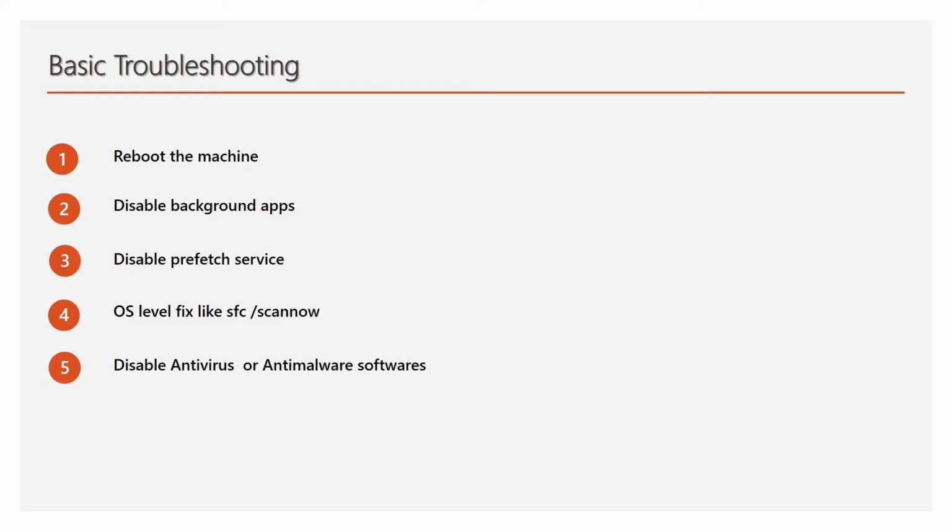Then the next step that we can perform is some OS level fix, like running System File Checker, SFC, with some switches, for example /scannow. If after doing all this the issue is still there, we can also disable the antivirus or anti-malware software on the machine. But these are things we can do on an on-premises VM or physical machine. For an Azure VM, Microsoft recommends that we should use Perf Insights.